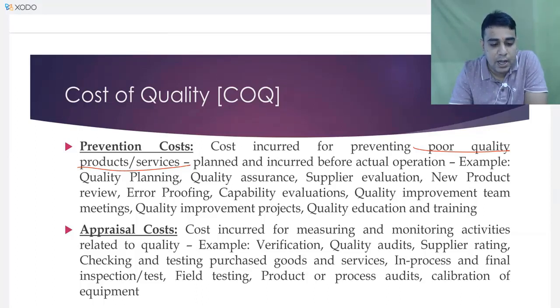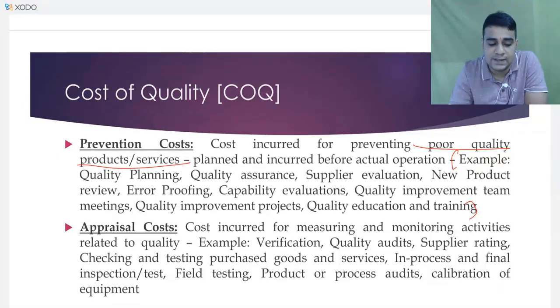Some examples: quality planning, quality assurance, supplier evaluation, new product review, error proofing, capability evaluation. All of this would mostly be done before the production even starts. So you will do all of this before the production starts. The objective of doing this is to ensure that you do not get a bad quality product in the manufacturing.